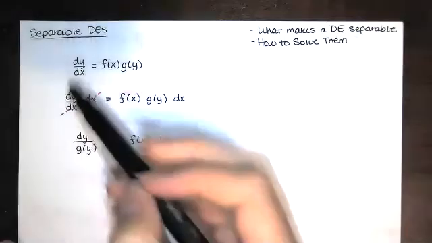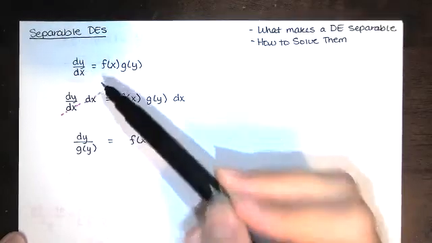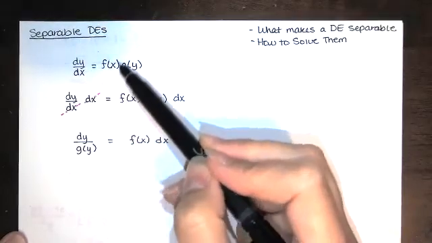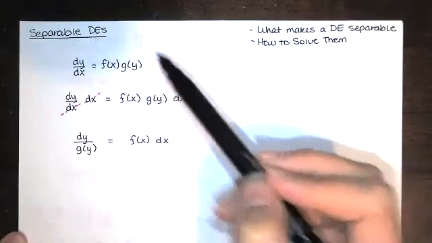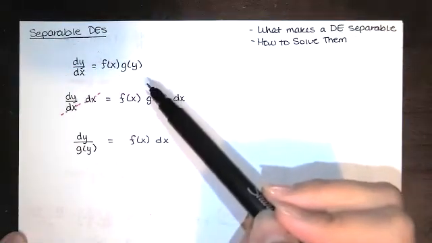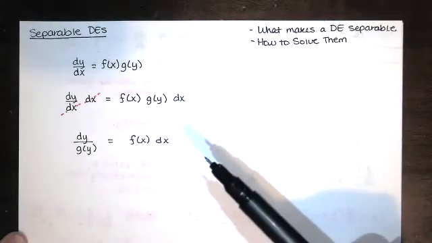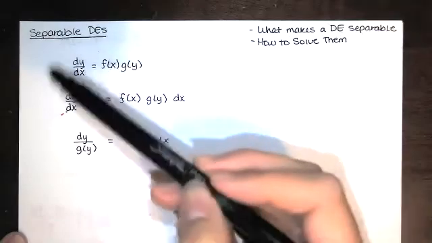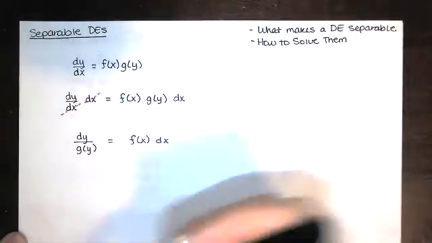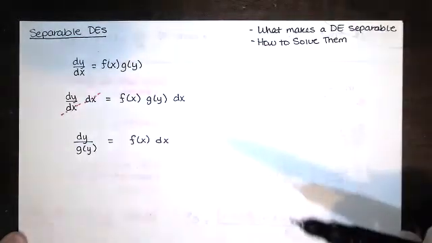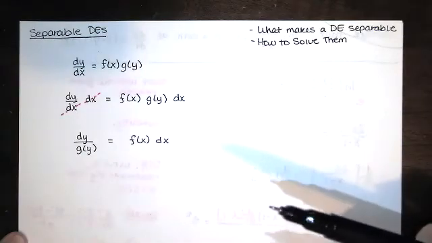and you have the derivative of your dependent variable with respect to the independent variable is equal to a function of one variable times a function of the other. If the differential equation can be written in this form, then we say that it's a separable differential equation. Because if it can be written in this form, basically the idea is we can get all the y's on one side and all the x's on the other, and then we can just anti-differentiate both sides with respect to whatever variable happens to be there.